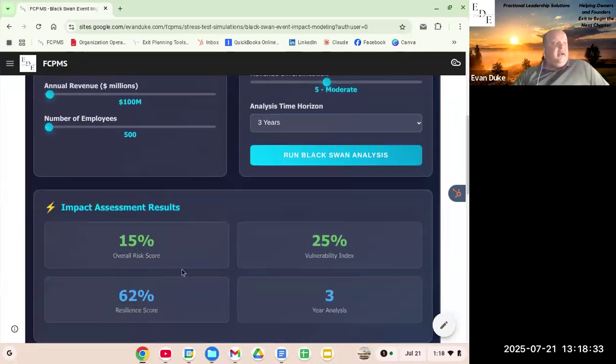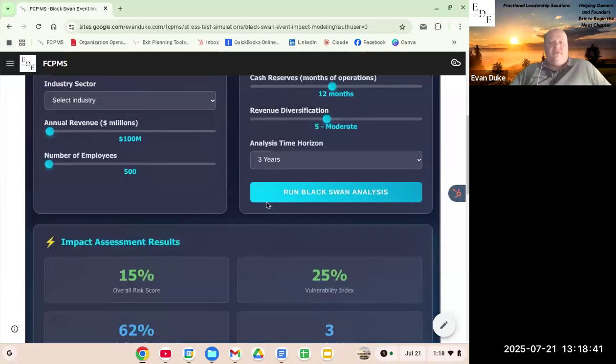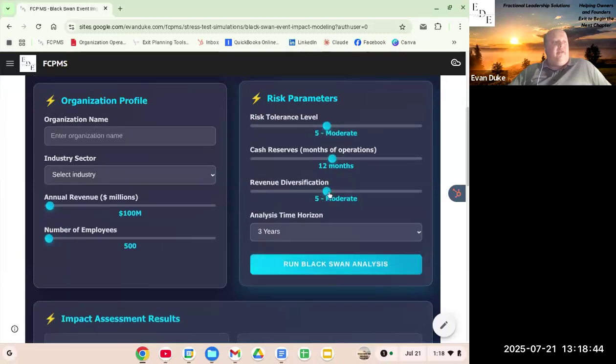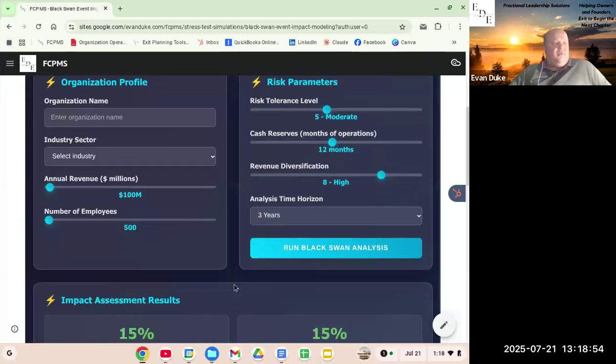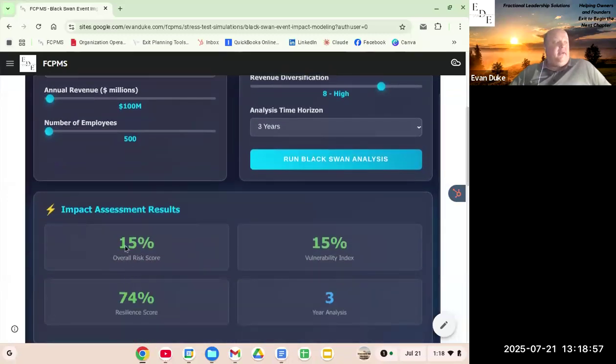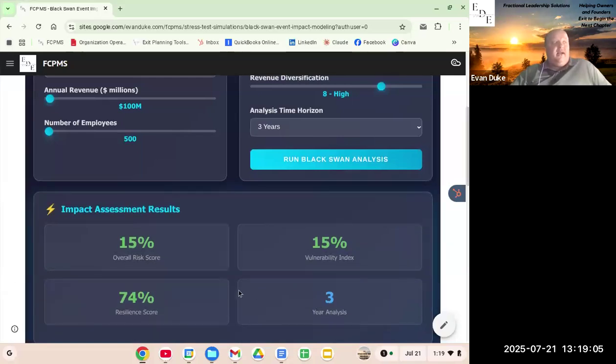Okay, so overall risk score is now down to 15%. Vulnerability index is at 25. Resiliency score is at 62%. Now what we'll do is change the revenue diversification, and we'll say that, okay, we've managed to get it high. We're not going to say that it's as high as possible, but let's see what that does. And sure enough, 15% for overall risk, 15% vulnerability, resiliency is 74%. So what we're seeing here is with these numbers, we're tracking in a really good direction.